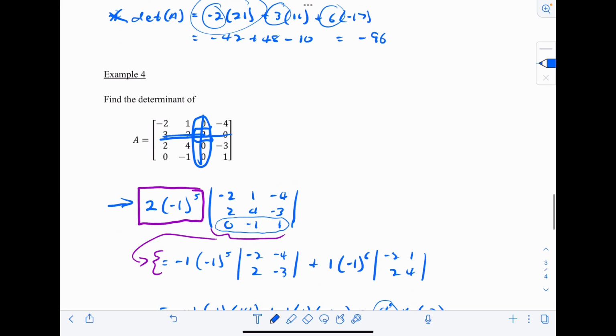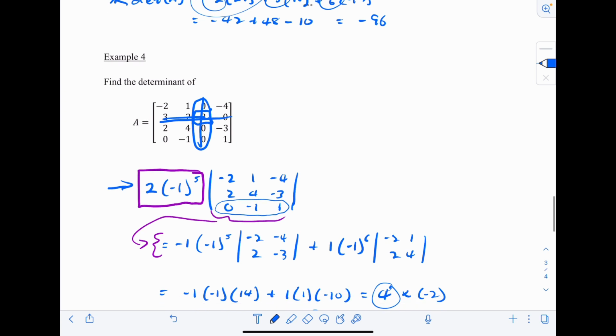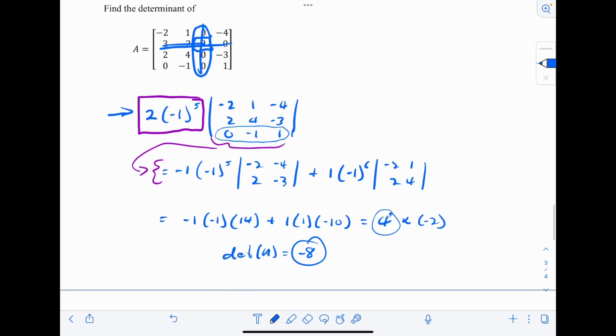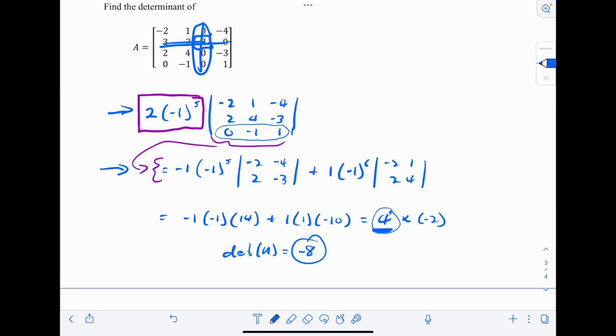I took the entry of 2, and then I multiplied it by the -1 to the 5th power, and then times the 3x3 matrix that was still remaining after I crossed off the row and column. Okay. Then I just found the determinant of that 3x3. So again, this whole row is really just finding that determinant, which brought me to that value of 4. But then I have to come back and multiply it by that -2 that was sitting in front of that determinant to get my final answer for the entire 4x4 matrix.